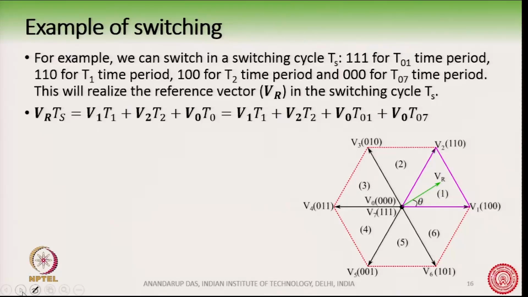Okay. Now, this example we have given in an additional example here, that okay, when we are switching on these 3 vectors, we are switching 111 for T01 period, 110 for T1 time period, 100 for T2 time period and 000 for T07 time period, where T01 is equal to T07 is equal to T0 by 2. This we have taken already.